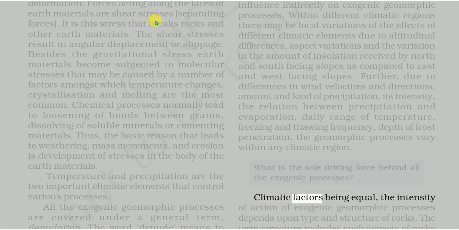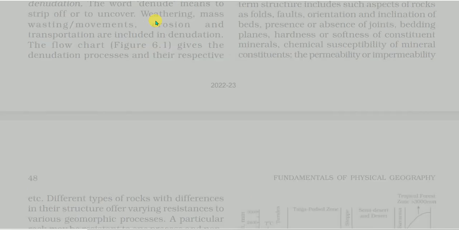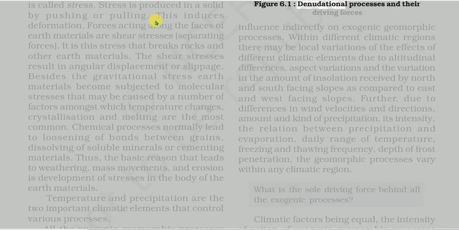Climatic factors being equal, the intensity of action of exogenic geomorphic processes depends upon type and structure of rocks. The term structure includes such aspects of rocks as folds, faults, orientation and inclination of beds, presence or absence of joints, bedding planes, hardness or softness of constituent minerals, chemical susceptibility of mineral constituents, the permeability or impermeability. Figure 6.1, Denudational processes and their driving forces.